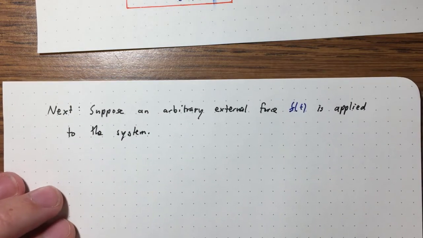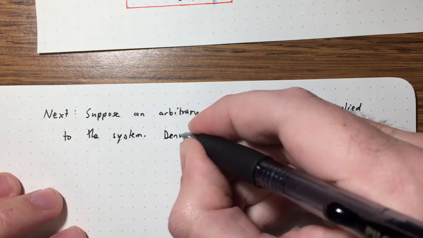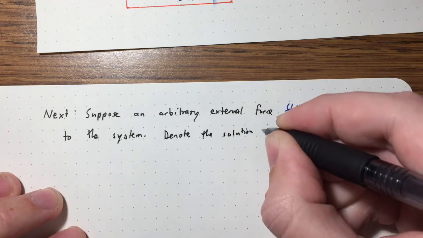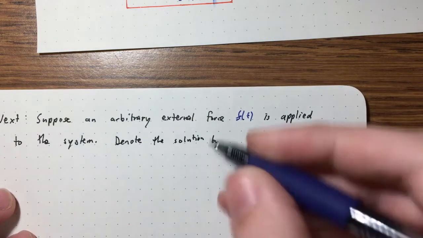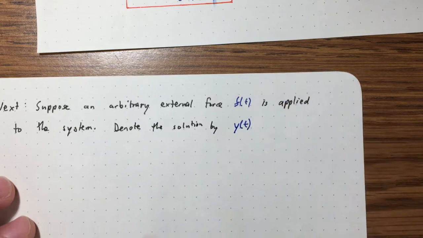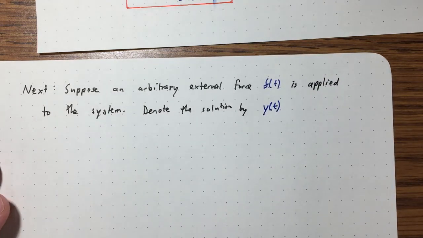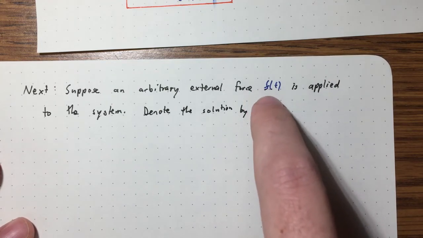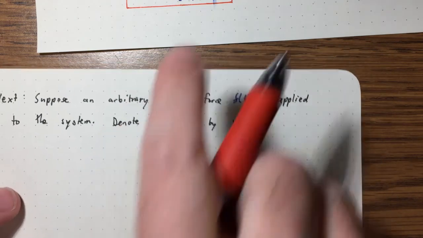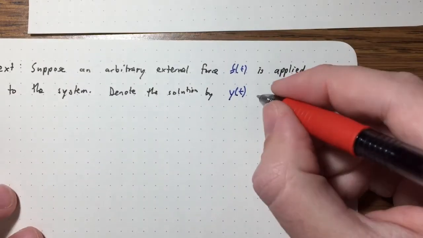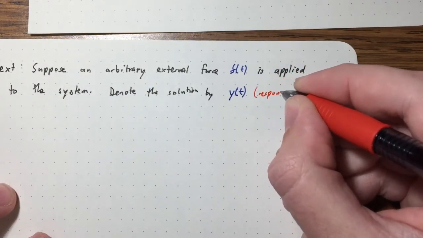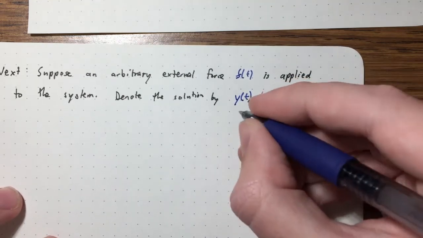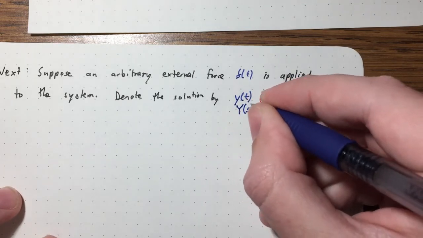Let's again fix some notation. So we'll denote the solution by y of t. So this will be the response to this f of t. Okay, just as h of t was the response to the unit impulse, this will be the response to this force f of t. Okay, and its Laplace transform we'll call a capital Y of s.